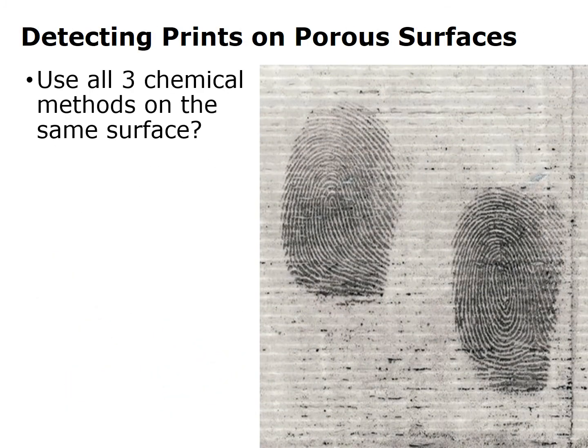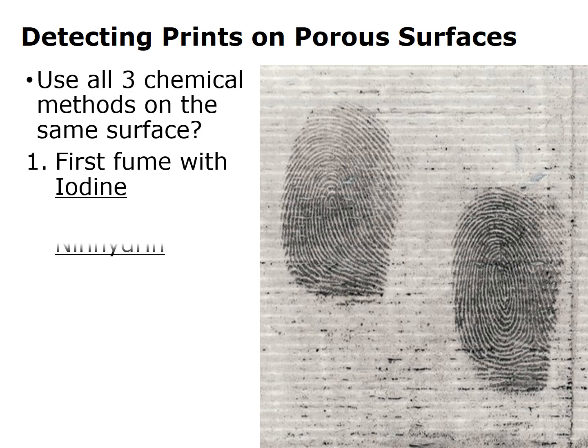So, which one of those three should you use? And if you do use all three, which order should you use them in? If you're going to use more than one chemical, it's important to use those chemicals in a certain order. If you're going to use iodine fuming, normally you would do that first. Then you would treat with ninhydrin. It doesn't mean you have to use iodine fuming. It just means that if you're going to use those three chemicals, you've got to use the iodine first before you treat it with ninhydrin.